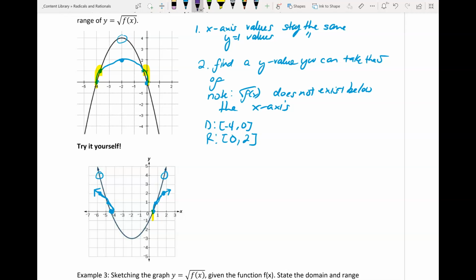Notice again how I drew this piece of the graph, that it goes slightly away from the original graph just because, again, if we take the square root of a decimal, we're going to get a slightly larger number. So I'm accounting for that, for where I put those arms.